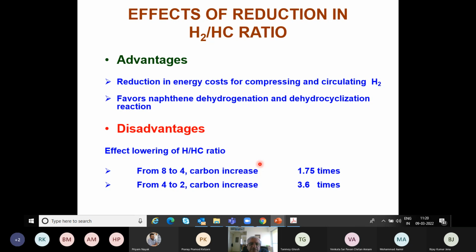And the second is that it favors naphthene dehydrogenation, because remember, this was an equilibrium reaction. So the less hydrogen you put along with the feed, the more the reaction will go towards the right. The disadvantage, of course, is because any reduction in hydrogen to hydrocarbon ratio leads to carbon increase. And the table here, if you recall, I had discussed this earlier also, that it's almost like 2 times higher if you go from 4 to 2, or from 8 to 4.